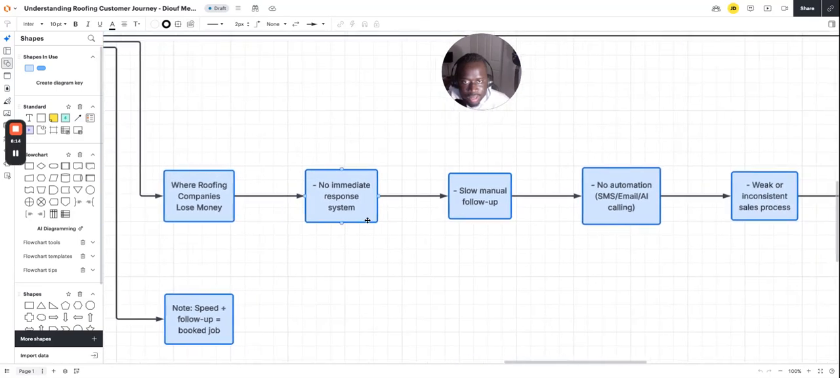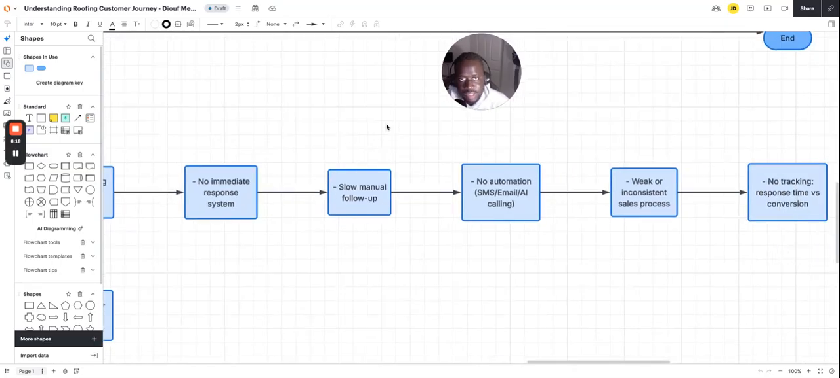Where roofing companies lose money is, obviously, no immediate response system, and slow manual follow up, as in you rely on your sales team to follow up, which, I mean, it's classic human error, right? Humans can forget, they can get busy, your sales team can be overwhelmed, someone can call in sick, someone could be on vacation, all these various things. And then no automation: SMS, email, AI calling, etc.